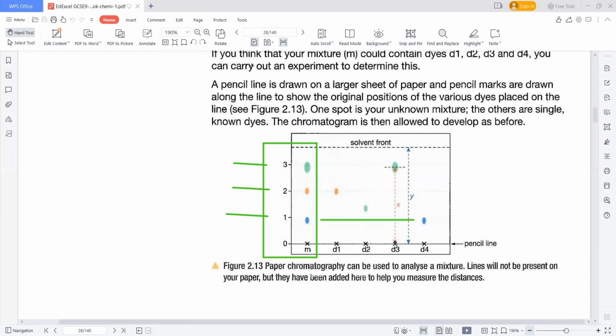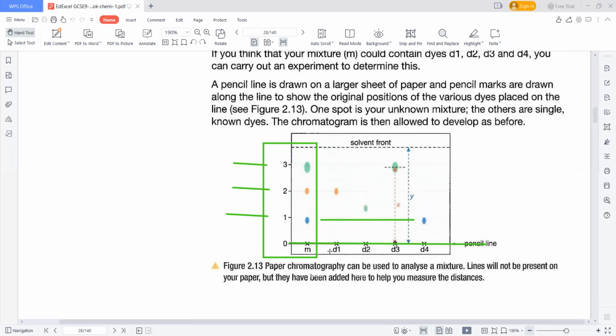Okay. Now, the next thing would be here is D1. What we are doing is again placing spots. We are marking it off. This is the baseline, or you could say the zero line. We place four spots of the same ink. So this is D1, D2, D3. Okay, done.